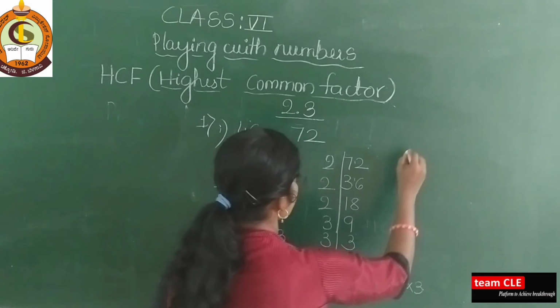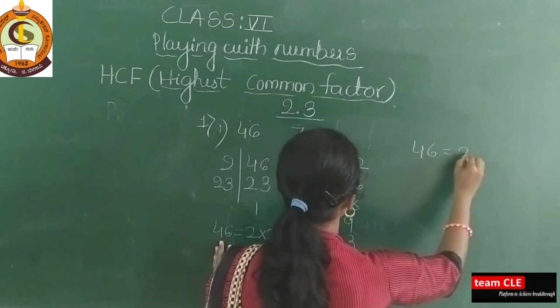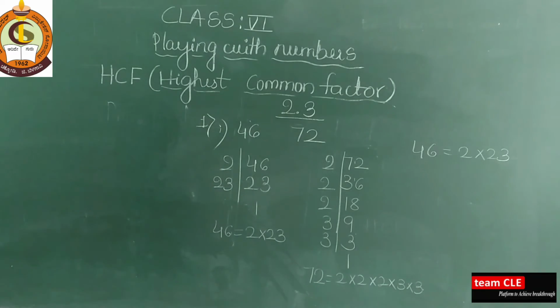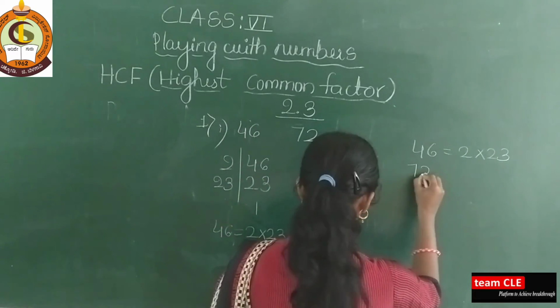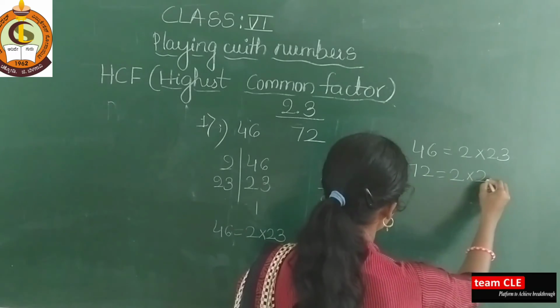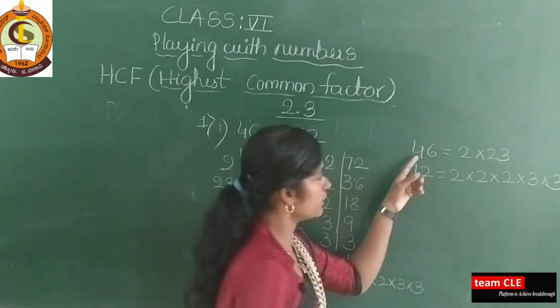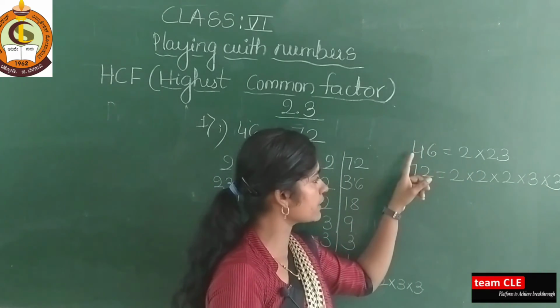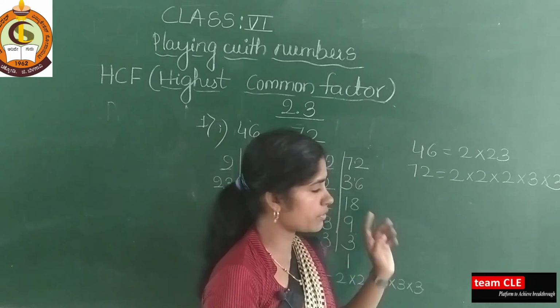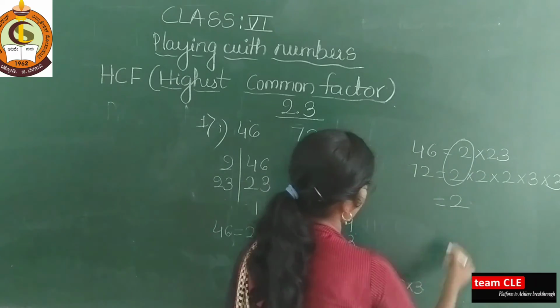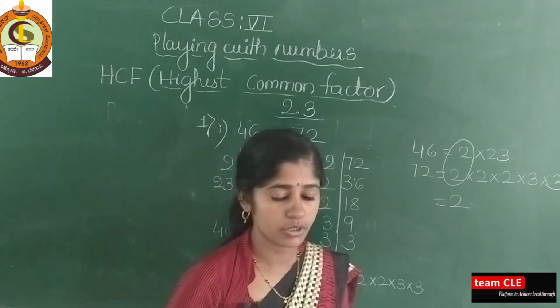So right here 46 is equal to 2 into 23, and next number is 72. Write its factors right here. 72 is equal to 2 into 2 into 2 into 3 into 3. Okay, these are the prime factors of 46, and these are the prime factors of 72, and let us see which one is common here, 2. Therefore the HCF of 46 and 72 is 2.